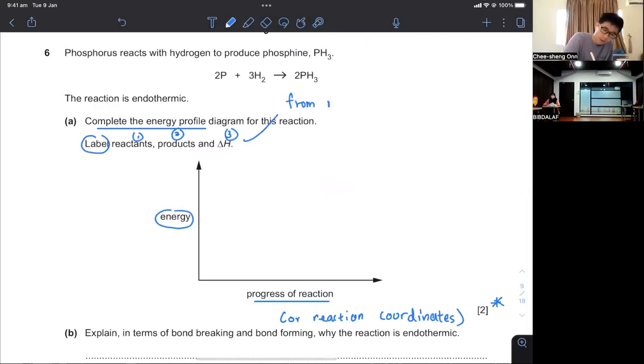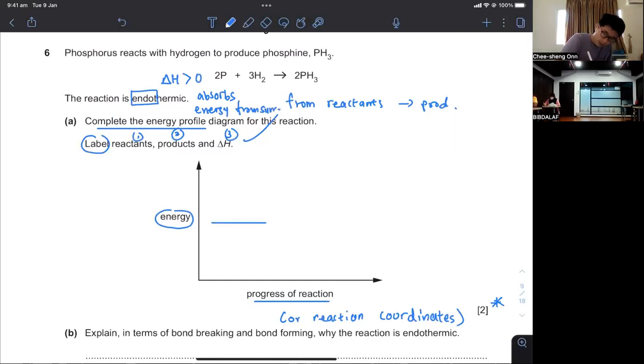Enthalpy change is from reactants to products, energy level of reactant to product. So they say it's endothermic. Endothermic means delta H is positive. It means you absorb energy from the surrounding. So that means if this is your reactants, your product will have higher energy because your reactants will absorb energy from the surrounding. So it will look like that.